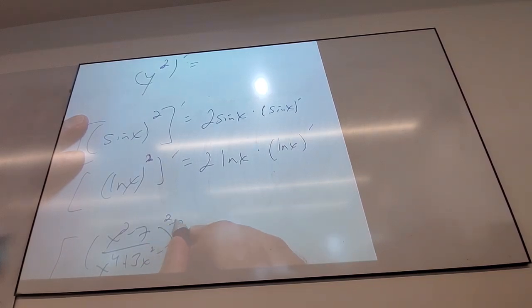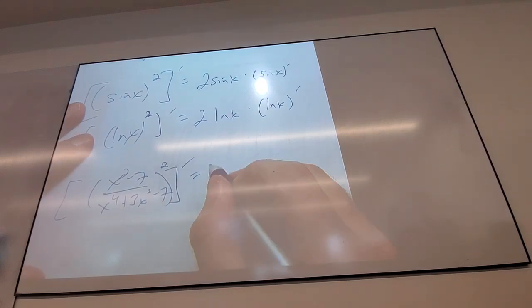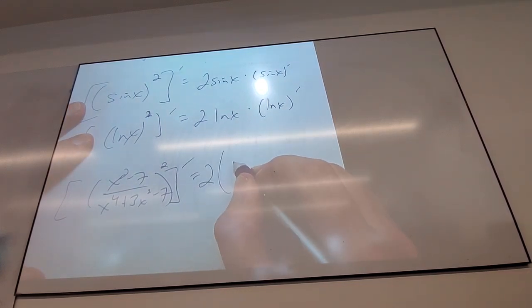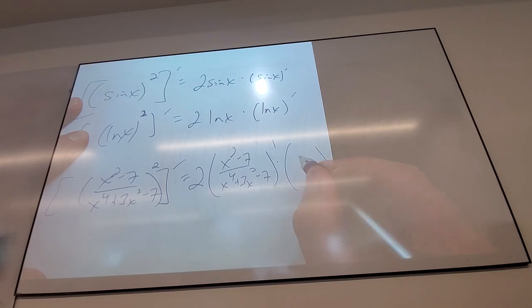Do it, Jeff. Yes? Then you would have to do the derivative of the stuff inside. The 2 would come down in front of the stuff, to the first power, times the derivative of the stuff.